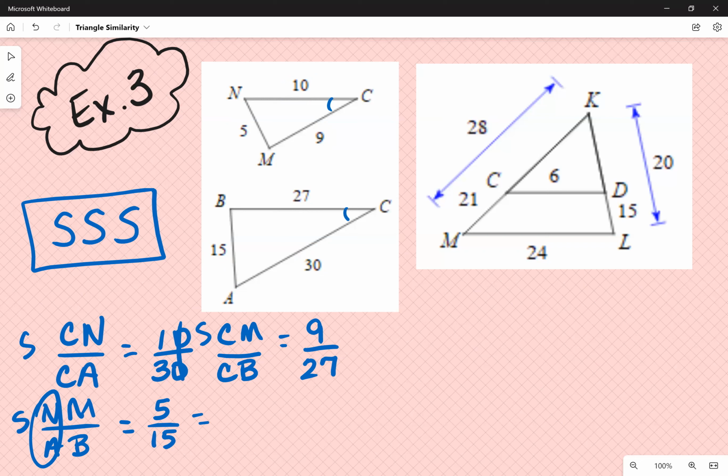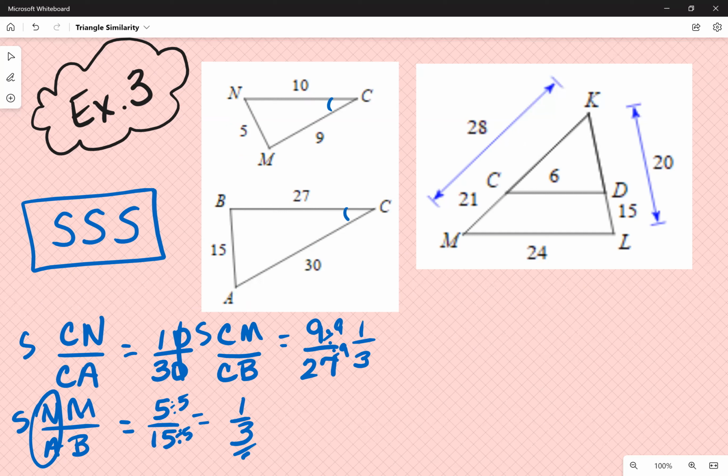So when I simplify everything, I get rid of those zeros, I'm going to end up with 1 over 3. 9 divided by itself is 1. 27 divided by 9 is 3. And then 5 divided by itself is 1, and 15 divided by 5 is 3. So my similarity ratio is 1/3, and I did just prove all three sides are similar. They have the same ratio.